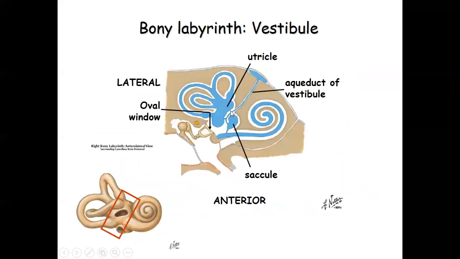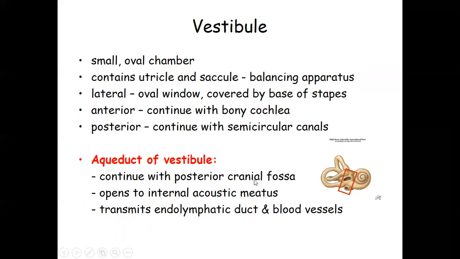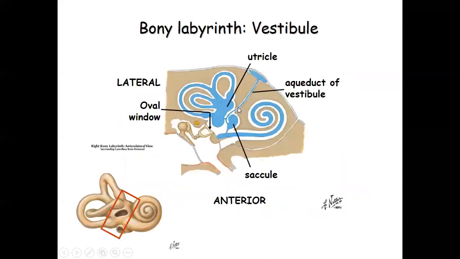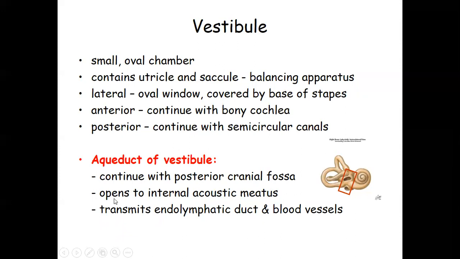Okay, so you can see here, this is the aqueduct of the vestibule. The aqueduct of the vestibule continues with the posterior cranial fossa, and it opens to the internal acoustic meatus. And what is the function of this aqueduct of the vestibule? It transmits the endolymphatic duct.